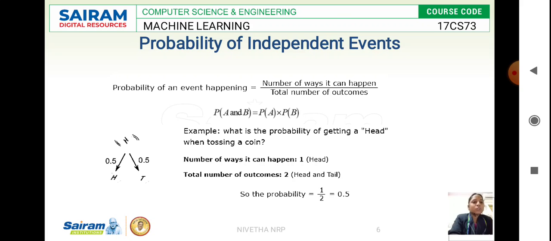For example, what is the probability of getting a head when we toss a coin? What are the number of ways it can happen? We need head as the outcome. What is the actual total number of outcomes we have? We have either head or tail. So the formula we are using here is the number of ways it can happen over the total number of outcomes. What is our expectation here? We are supposed to get a head. Among two instances, we need one instance, that is 1 by 2. So the probability will be 1 by 2, which is 0.5.